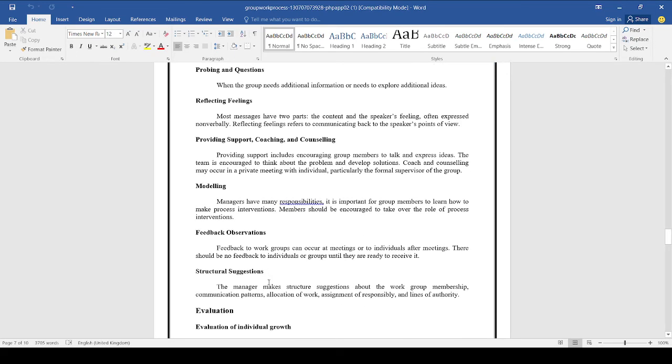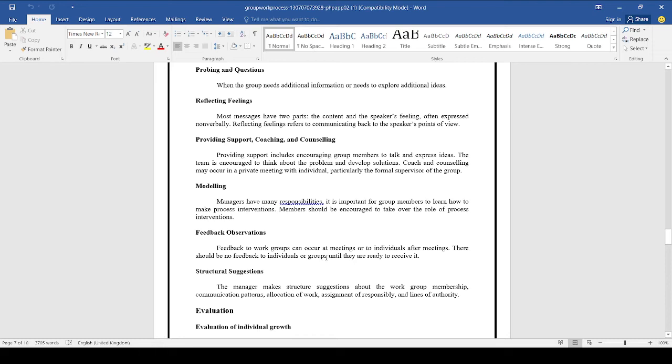So feedback is a very essential thing. Feedback to the work group can occur at meetings or individually after meetings. Especially, feedback is a very essential thing for group work practice.